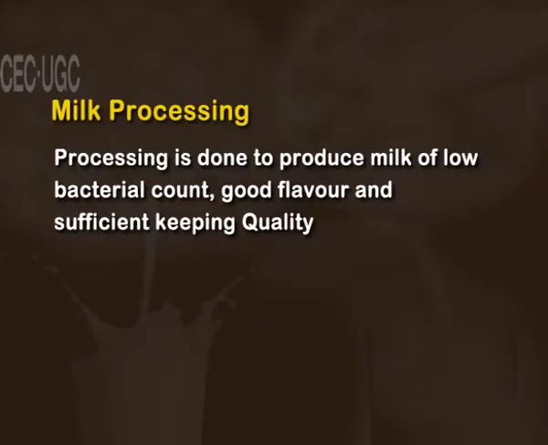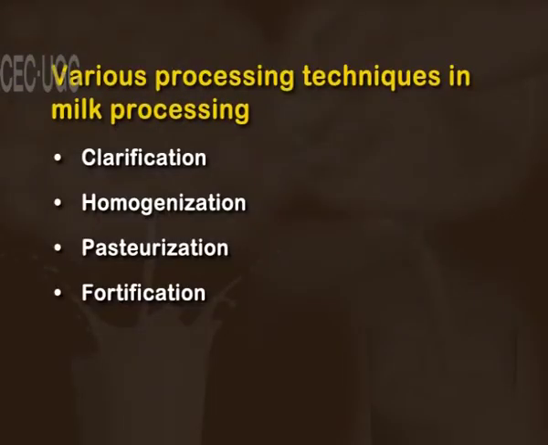Now we are going to talk about the processing of milk, because milk is highly perishable because of the high moisture content, but it is such a valuable food item that we need to preserve it for longer use. Therefore we use different processing techniques to make it safe for usage in the long run. Now processing is done to produce milk of low bacterial count, good flavor and sufficient keeping quality. The various processing techniques which are used, I will go in the order, are clarification, homogenization, pasteurization, fortification.